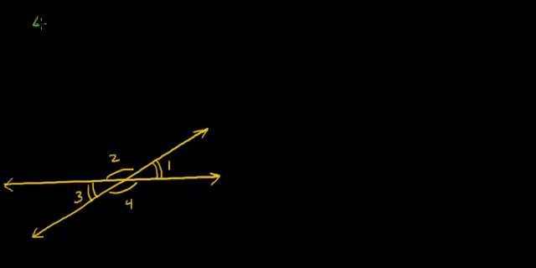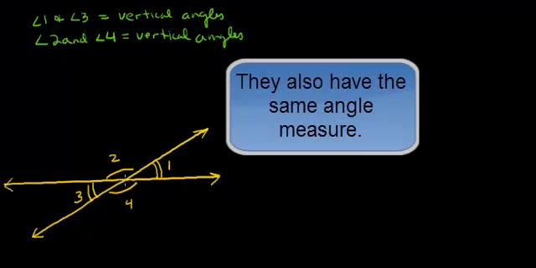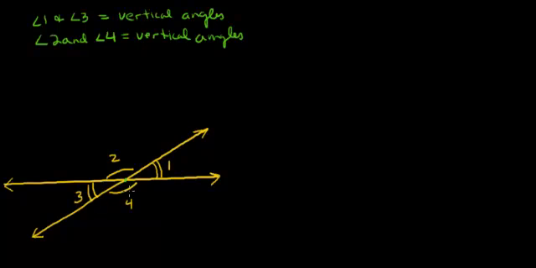For instance, angle 1 and angle 3 would be what are known as vertical angles. Angle 2 and angle 4 are also vertical angles. Vertical angles are angles that are not adjacent to each other, meaning they don't share a side, but they do have a common vertex, which we do have right there in the middle of the intersecting lines. So angle 1 and angle 3, angle 2 and angle 4 would be considered vertical angles.